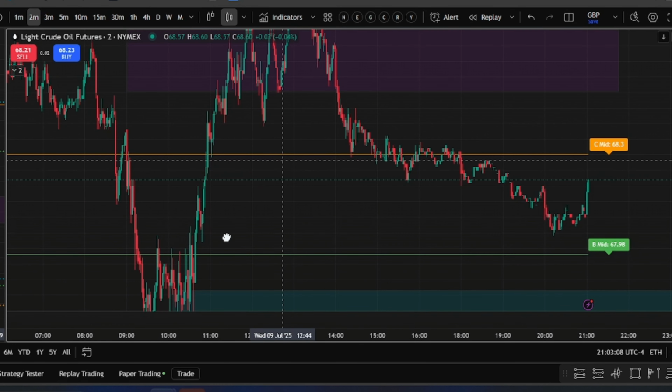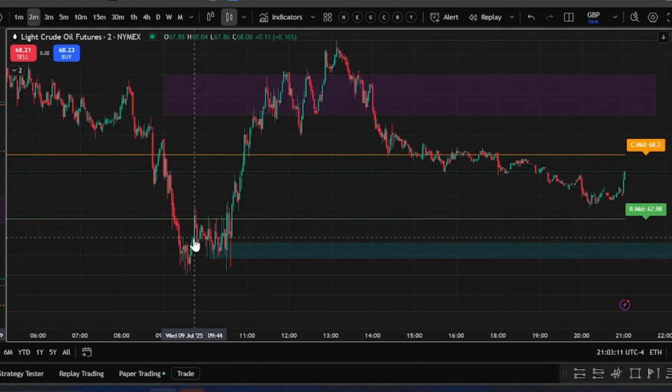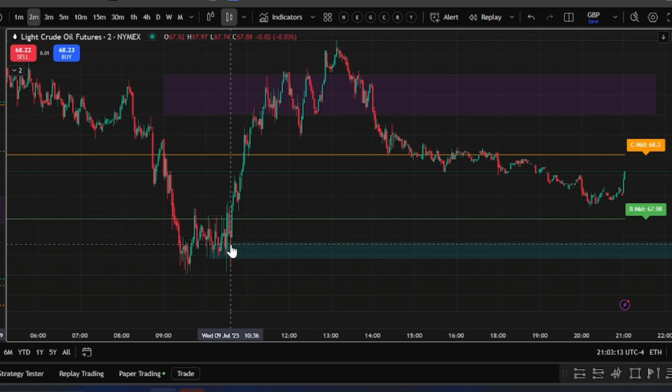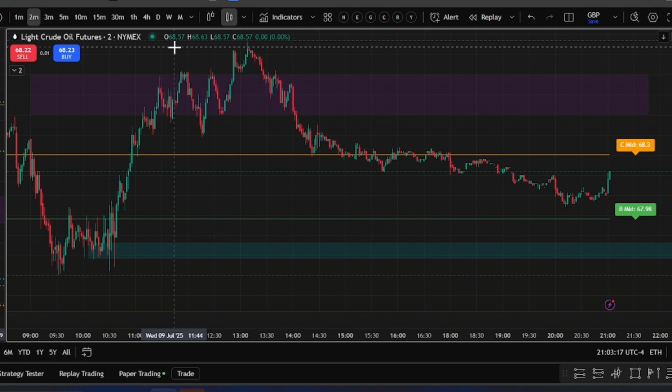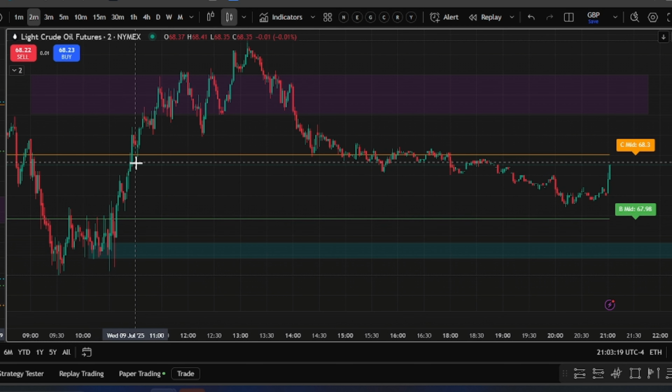But yeah, you see the idea is clear, right? So a lot of choppiness here. Once it leaves this zone with momentum to the upside, you know the direction for the day. Once this level is broken, you can take the long till the next level at least.